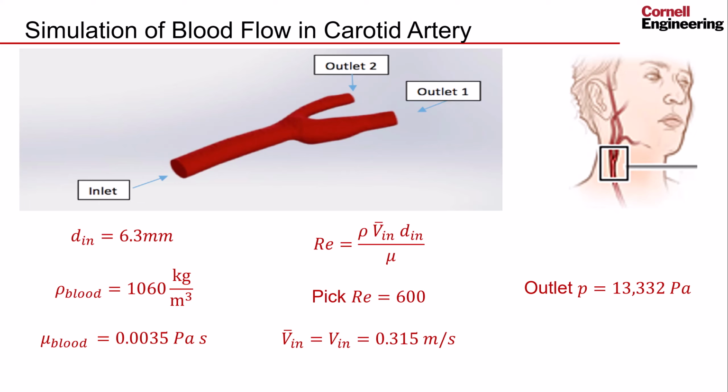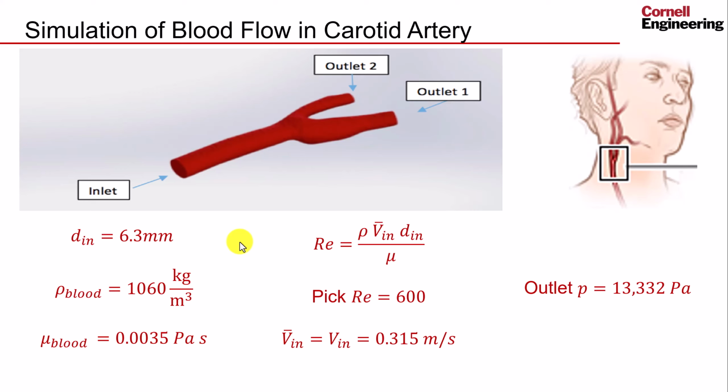In this problem, we will be looking at the carotid artery, which helps to supply oxygenated blood to the head and neck. We will use the geometry shown here. To get a sense of scale, the diameter of the inlet is 6.3 millimeters.